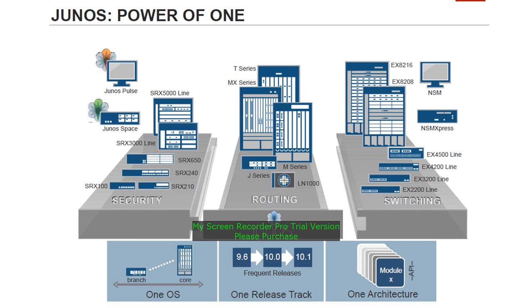So on this slide, you have to focus mainly on security, routing, and switching. There are three main platforms. In security, the starting devices are SRX 100, SRX 210, 240, and 650. Then the higher end series are the 3000 series and 5000 series. And in routing, there are different devices: LN series, J series, M series, MX series, and T series. MX and T series are mostly used in carrier networks, in service providers.